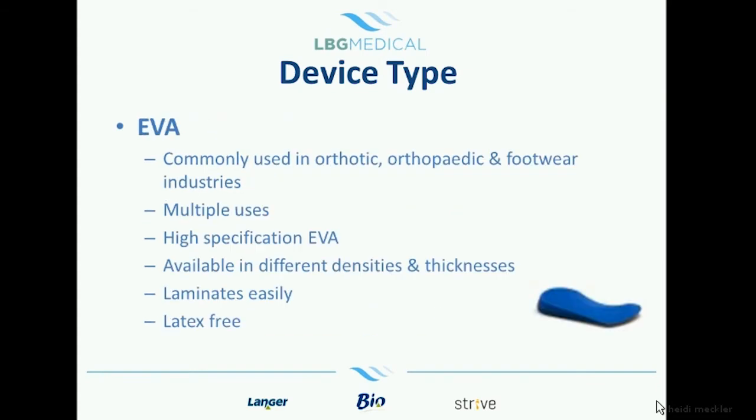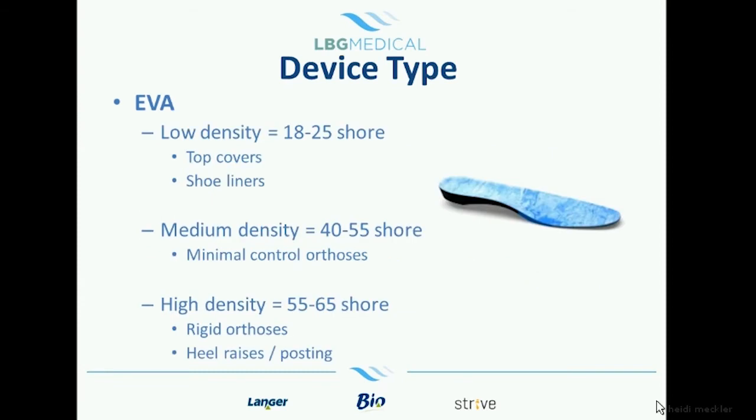Now, EVA is the most common material used, both for custom-made and prefab orthoses. And it's commonly used in orthoses, orthopedic, footwear industries, and has multiple uses because it comes in so many different densities, different thicknesses. It laminates very, very easily. We use a high specification EVA, and importantly, that's latex free. So if for whatever reason you've got patients who are allergic to latex, then that's not something you have to worry about with the EVA that we use.